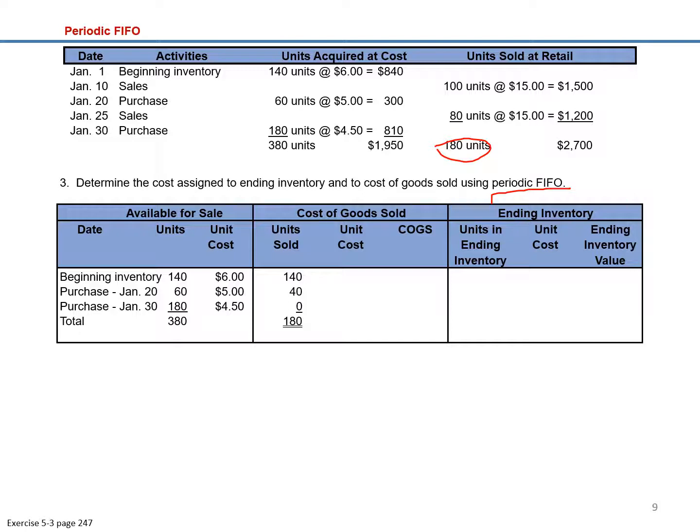We're not going to sell any of our January 30th. So that means our ending inventory, beginning inventory of 140 minus 140, we have 0 left from our beginning inventory. We have 20 left from our January 20th purchase. And we have 180 left from our January 30th purchase. Okay. So if you apply the cost to each of the rows and add up the costs, that means our cost of goods sold is $1,040 and our ending inventory is $910.